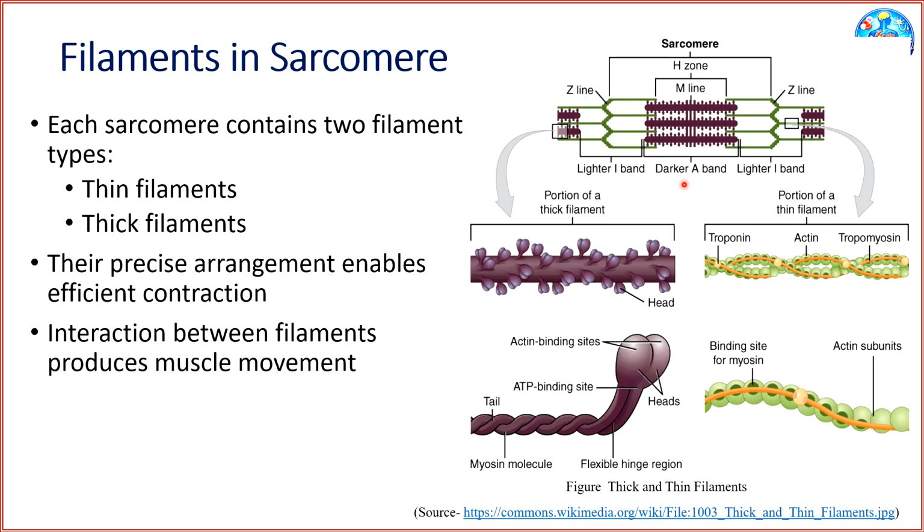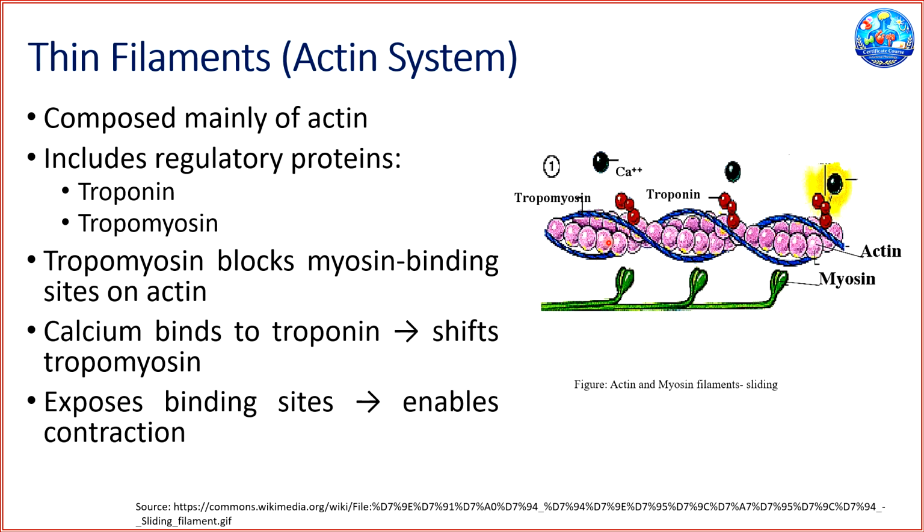Now let us see the detailed structure of a sarcomere. So here is the representation of a sarcomere, which consists of the thin filaments and the thick filaments. The interaction between these filaments contributes to the overall muscle contraction. The thin filaments, which we also call the actin system, are composed of the protein actin along with two other proteins which we call troponin and tropomyosin. These are considered the regulatory proteins.